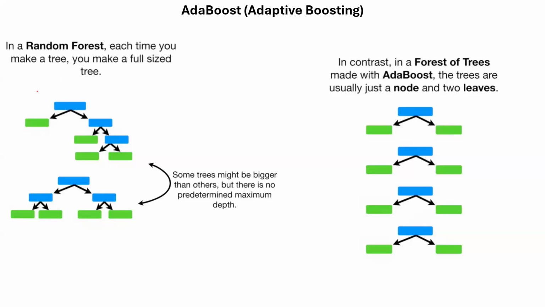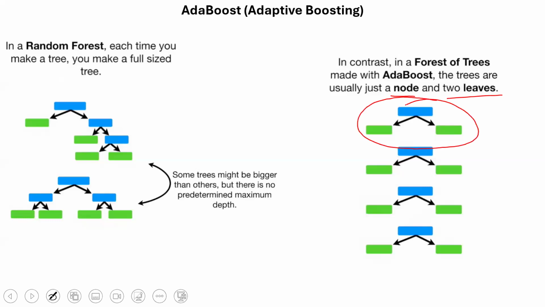So there is no predefined depth in the random forest. There is no constraint on the depth. You will construct full length trees or full size trees in random forest. Whereas in AdaBoost technique, you will not construct full length trees or full size trees. The trees that you construct in AdaBoost are just a node and two leaves. Okay, we call these stumps.